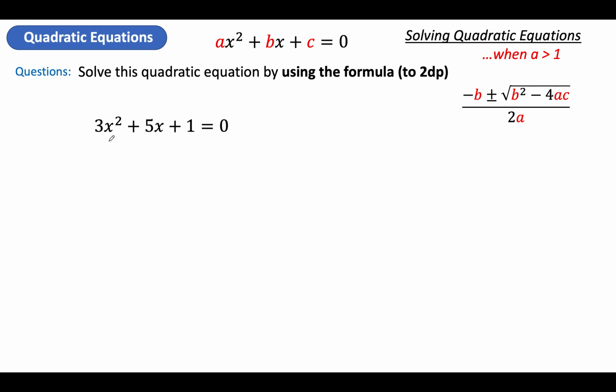Right, what we got here? We've got A equals 3. Why do I struggle to write 3s on here? No idea why. Let's try that again. A equals 3. I think it's because I go too quickly. B equals 5. C equals 1. And let's go through the equation. Let's write it out.